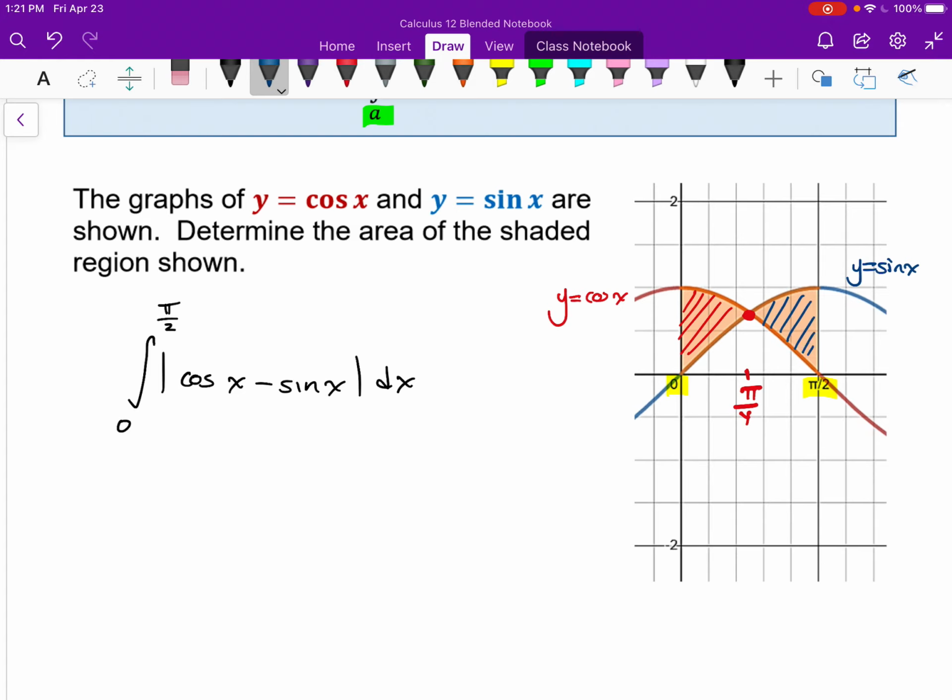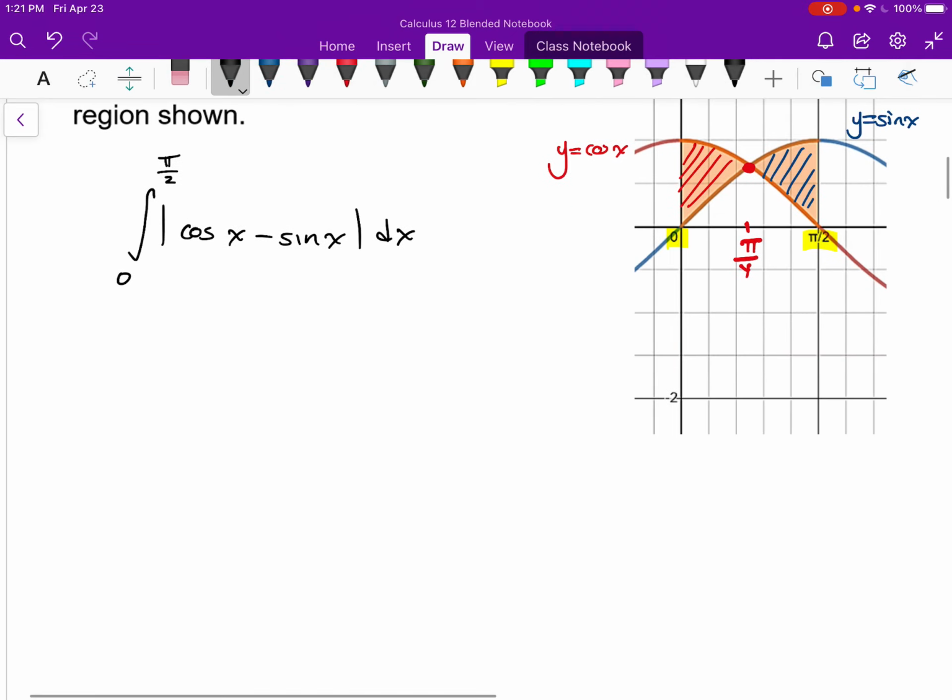And so in this case, one option I have, although I will at the end mention a slightly faster way, is to break this up into 2 separate integrals. The integral from 0 to pi over 4 of cos minus sine, because cosine is greater than sine, and the integral from pi over 4 to pi over 2 of sine minus cos, because in that region, sine is greater than cos. So I'm going to break this up like that. Although again, if you think you can realize a slightly faster way of approaching it, you may very well be correct, and I will mention that at the end.